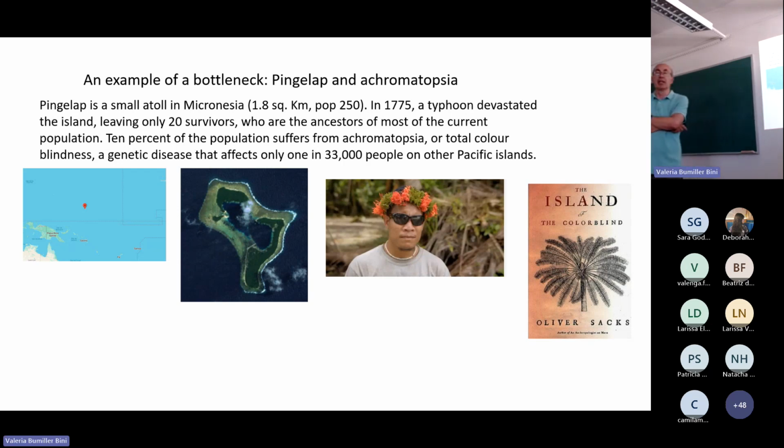10% of the current population of Pingelap suffers from achromatopsia, or total color blindness, a genetic disease that in other Pacific islands affects only 1 in 33,000 people. And I think it's also known the name of the survivor who gave the rest achromatopsia. And this was written up quite nicely. It's a book that I would highly recommend, The Island of the Colorblind by Oliver Sacks.